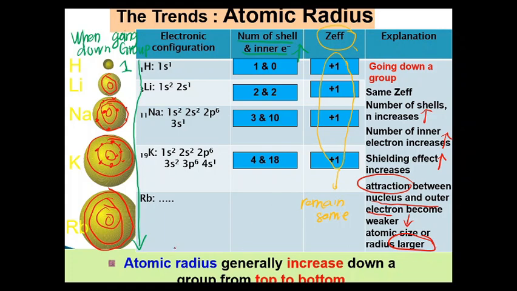So in general, we can say that the atomic radius will increase when going down a group. This applies for group 1 until group 18. Okay, so you can see clearly that when going down the group, the atomic size will become larger.